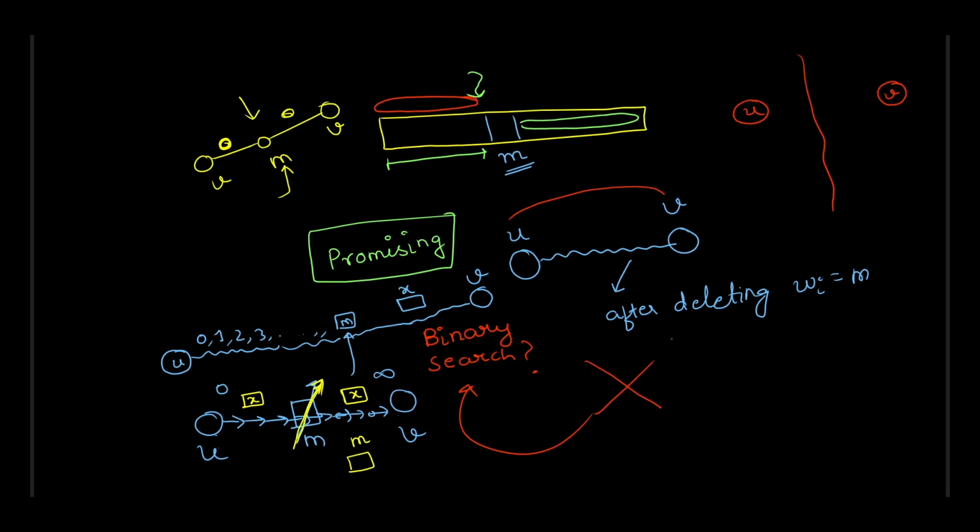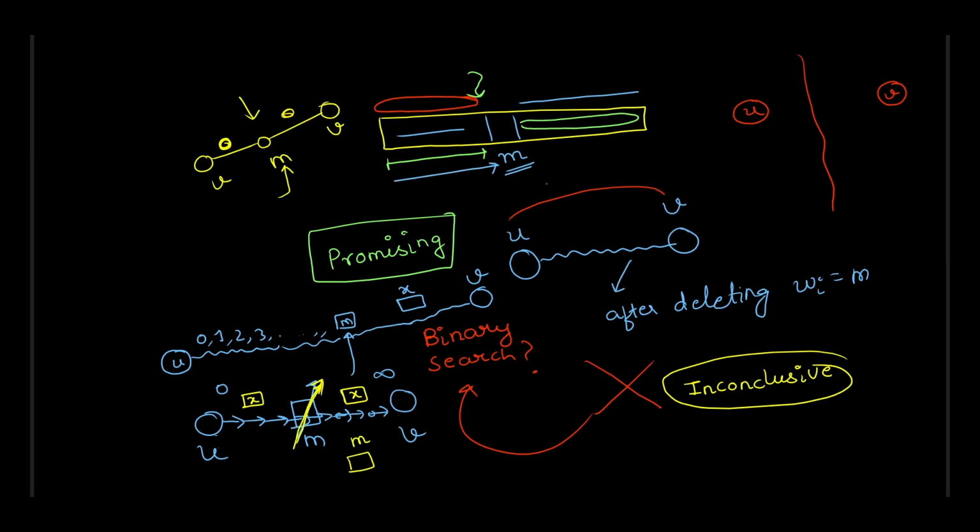So therefore, when U and V are not connected, then the answer is inconclusive. You cannot actually tell whether the MEX will be on the left hand side or on the right hand side. You can only tell that the MEX will be on the left hand side if U and V become connected. So that's why binary search will not be applicable over here. So if binary search is not applicable over here, what can we really do?